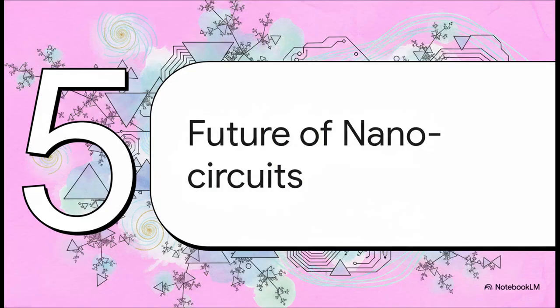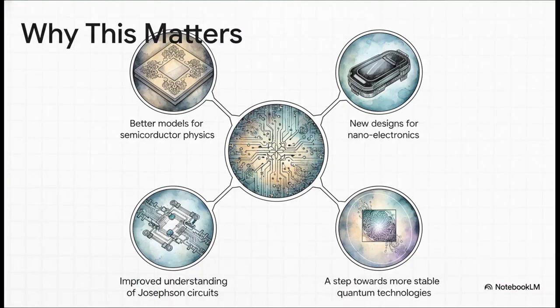So, what does this elegant new piece of math and physics mean for the future? Well, this isn't just some abstract idea on a chalkboard. It has very real, very exciting implications. You see, having a better model just opens the door to all kinds of progress. It means we can build more accurate simulations for semiconductors. It means we can design totally new kinds of nanoelectronic devices. We can get a better handle on critical components like Josephson circuits, which, by the way, are essential for quantum computing. Ultimately, every little step like this is a crucial move toward building more robust, more reliable quantum technologies.